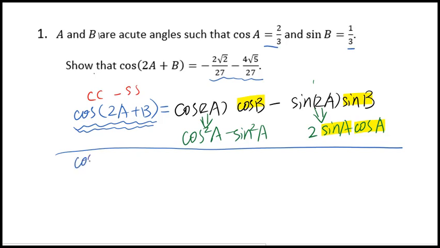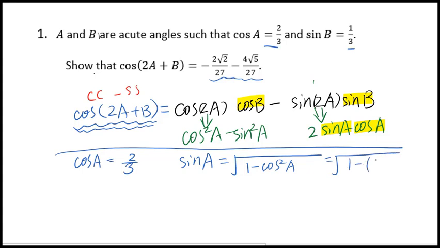You will get the cosine A equals 2/3. Then sine A, since this is an acute angle, all will be positive, equals square root of 1 minus cosine square A. So equals square root of 1 minus 2/3 square. Then equals square root 1 minus 4/9. 1 you will change into 9/9. That will be square root of 5/9, which is square root of 5 over 3. This is sine A.